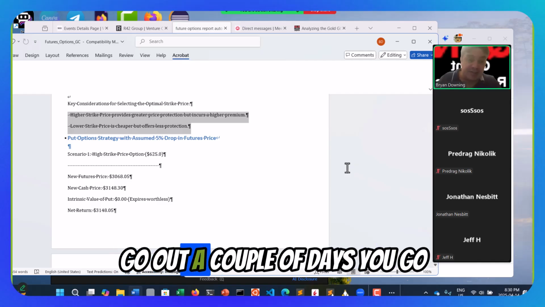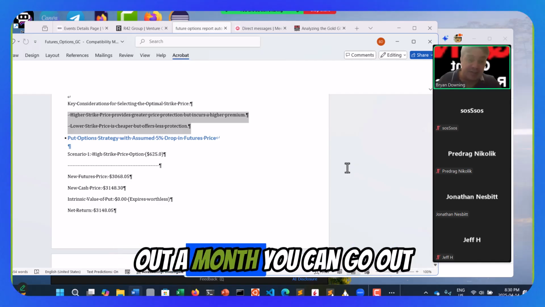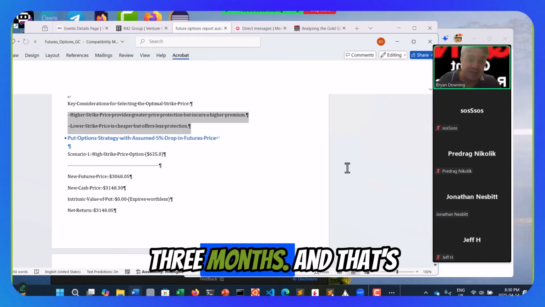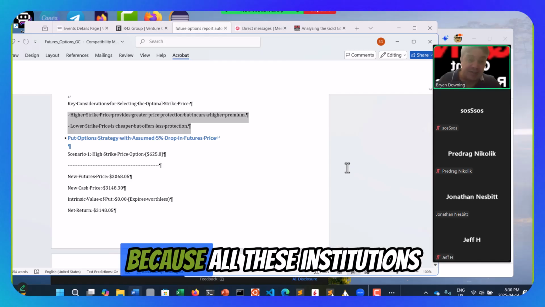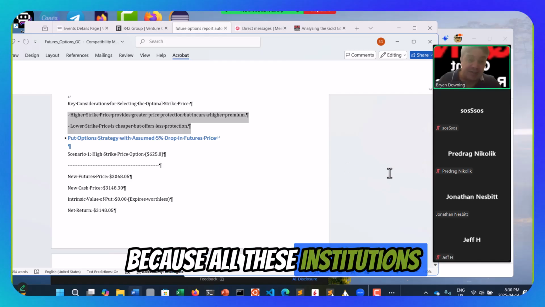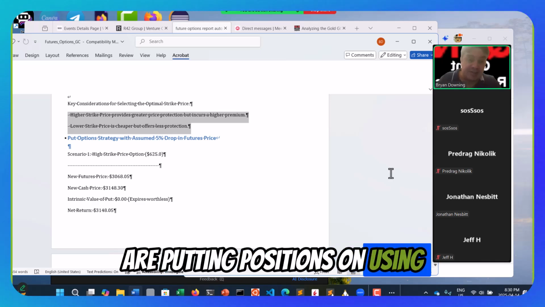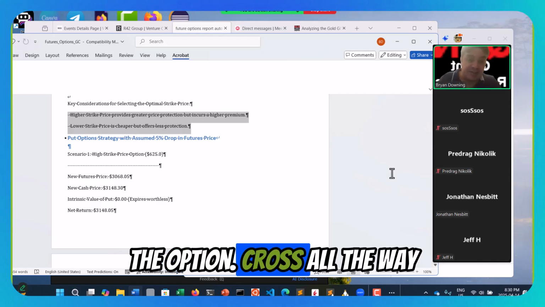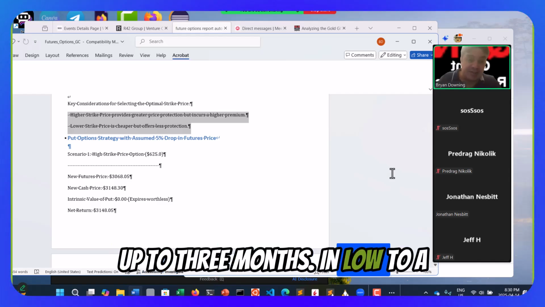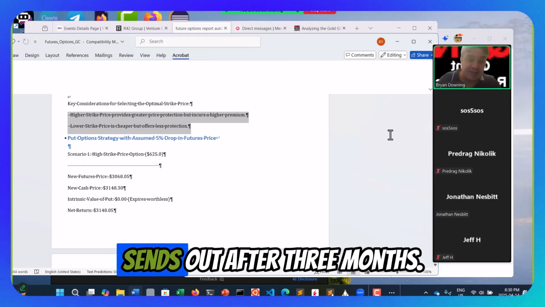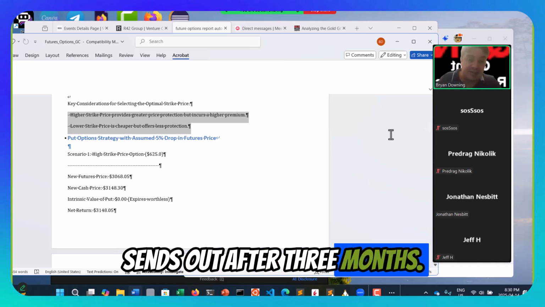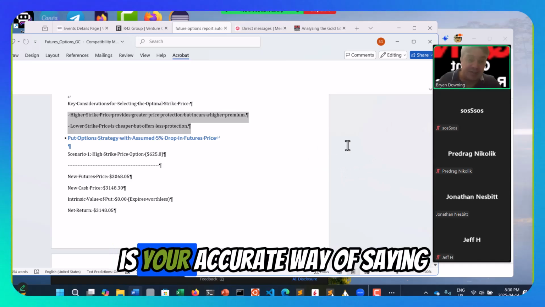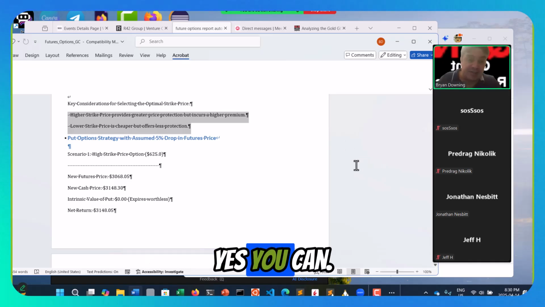And as I say, you can go out a couple of days, you go out a month, you could go out 3 months. And that's because all these institutions are putting positions on using these different time frames for the options all the way up to 3 months. It can go out to a full year, but it pretty well thins out after 3 months. So 1 month to 3 months is your accurate way of saying yes.